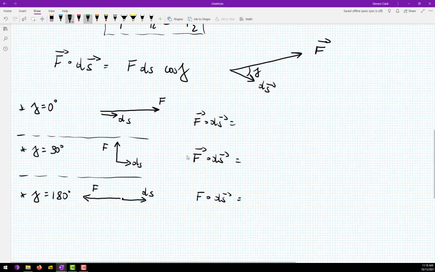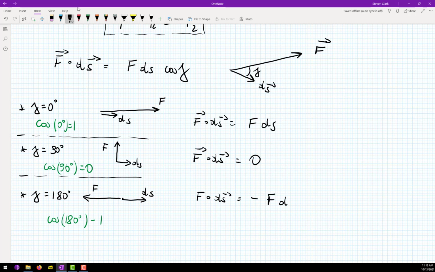Cosine of 0 is 1, and that means this is equal to F ds. Cosine of 90 is 0, so such a force will never do any work. A force that is perpendicular will never do any work. And cosine of 180 is negative 1, so this force will be minus F ds.